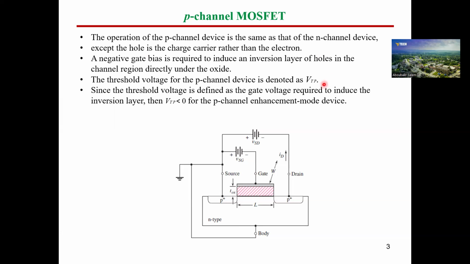But simply, it is VTP in case of P material or P channel, and VTN in case of N channel. Since the threshold volt is defined as the gate voltage required to induce the inversion layer, then VTP is negative for the P-channel enhancement mode MOSFET. So here we expect that the threshold voltage VTP is going to be a negative volt. It's less than 0.